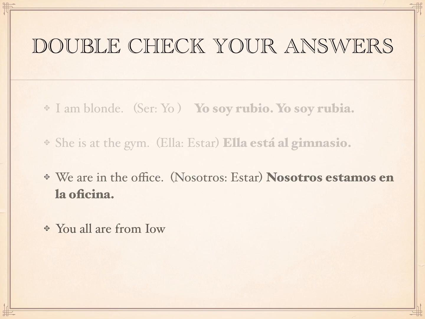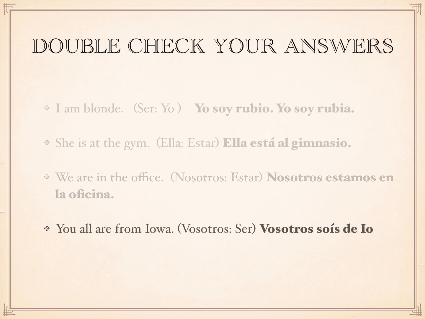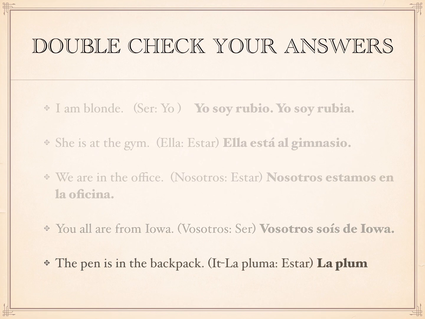You all are from Iowa. You all translates to vosotros. So we're going to use the fifth box, and we're going to use a form of ser because we're talking about where someone is from. Vosotros sois de Iowa. Our last sentence is, the pen is in the backpack. It, or la pluma, is our subject, so we're going to use the verb estar. Once again, we're talking about the location of something. So, la pluma está en la mochila.